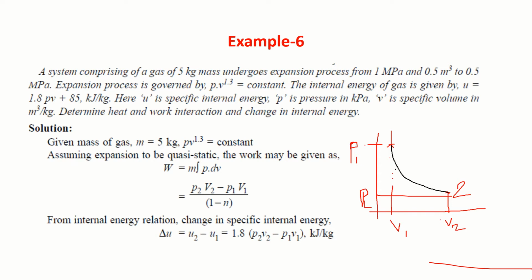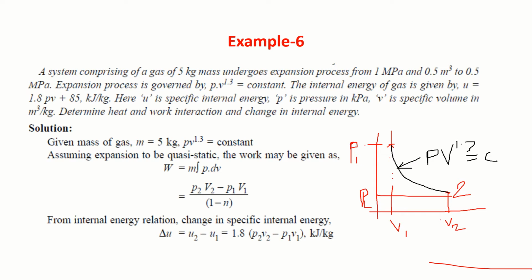This expansion follows the law PV to the power of 1.3 is equal to constant. That's what exactly. Expansion process is governed by PV to the power of 1.3 equal to constant. The internal energy of gas is given by U equal to 1.8 PV plus 85 kilojoule per kg. Here U is specific internal energy, P is pressure in kilopascal, V is specific volume in meter cube per kg.